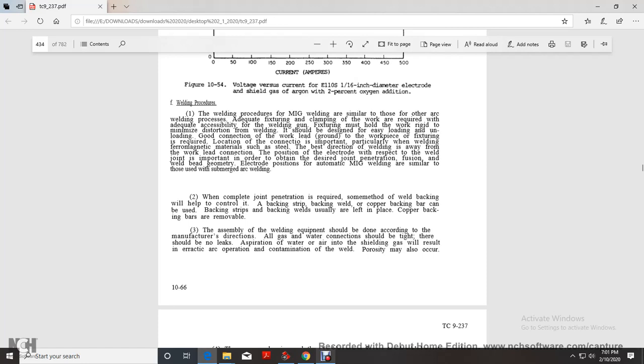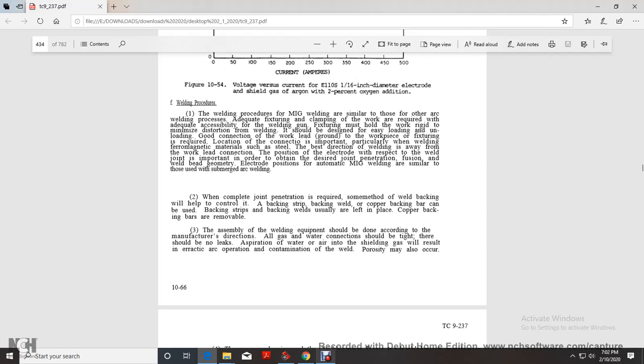Location of the connection is important, particularly with welding of ferromagnetic materials such as steel, with the best current direction of the welding being away from the work lead connection. The position of the electrode with respect to the welding joint is important in order to obtain the desired joint penetration, fusion, and weld bead geometry. Electrode positions with automatic MIG welding are similar to those of submerged arc welding.